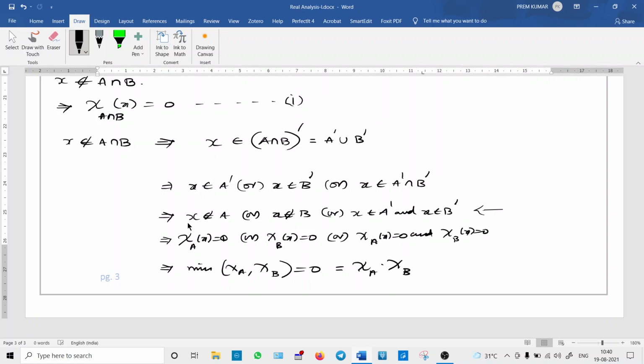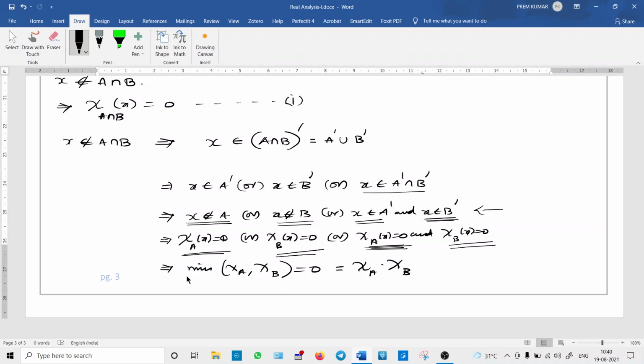Now, if X is not belonging to A, what is the meaning? The chi A of X value is 0, or if X is not belonging to B, the chi B value is 0. X is belonging to A dash intersection B dash means X is an element of A dash and X is an element of B dash. X is belonging to A dash means what? X does not belong to A. So chi A value is 0. If X is an element of B dash, it means X is not belonging to B. Therefore chi B value is 0.